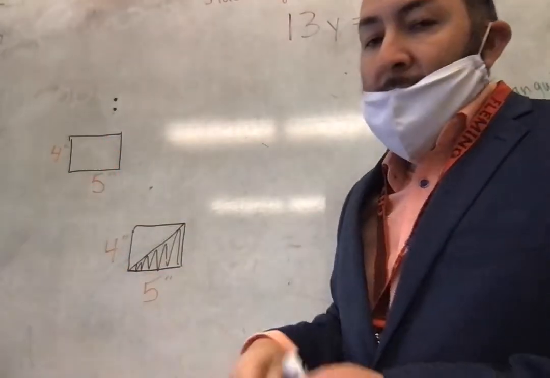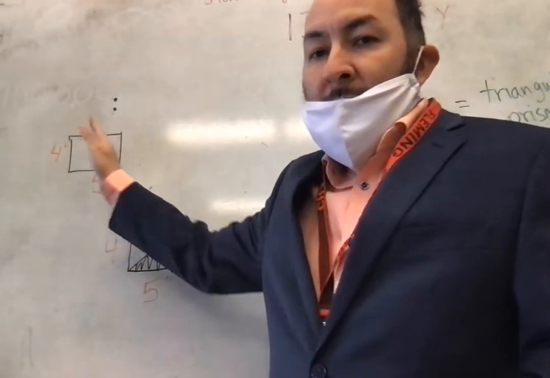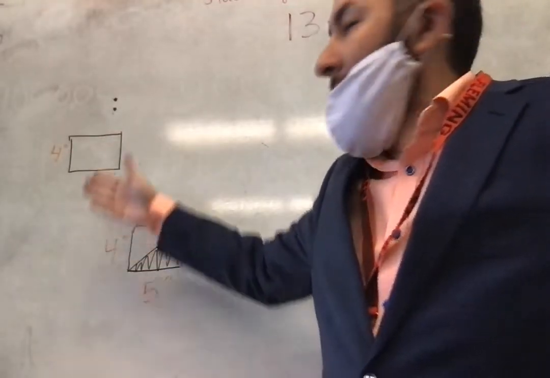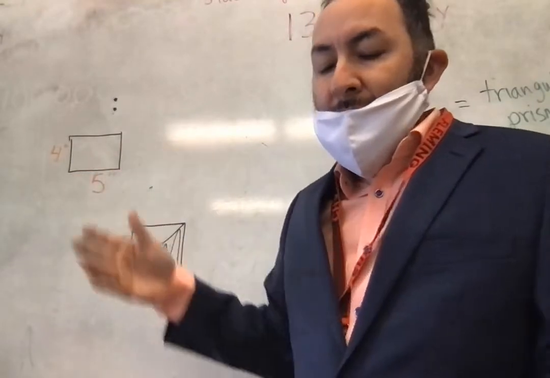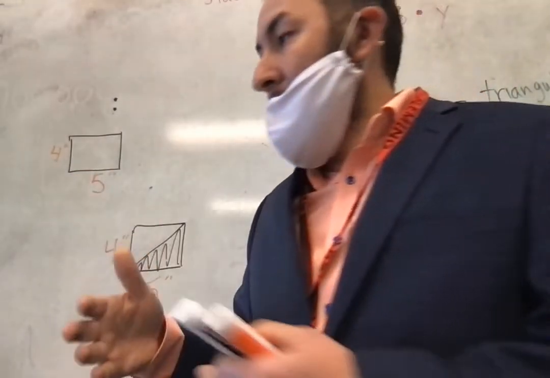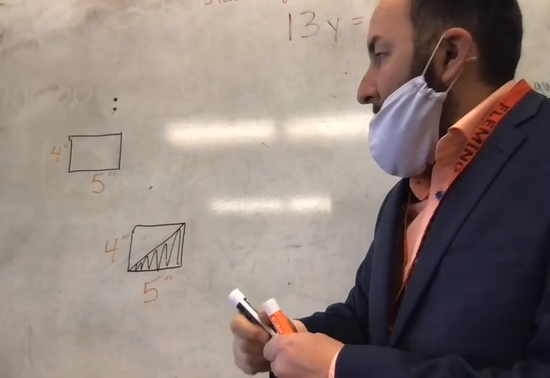Area of a quadrilateral, we just multiply this times this. To help you with area of a quadrilateral and area of a triangle, I'm just going to call it base times height, even though most books and classes will call it length times width. Okay? But here we'll just say base times height.